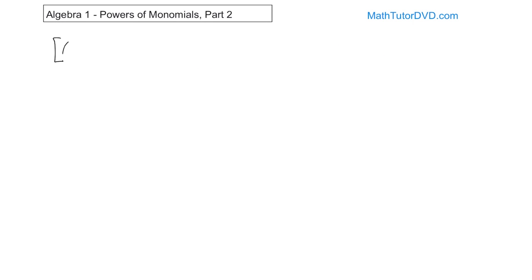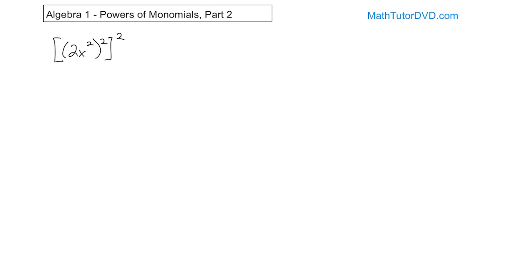What if we have a bracket (2x squared) to the power of 2, and then the whole bracket is also raised to the power of 2? Now make sure you absorb what's happening here. You have this monomial here, and you're raising it to a power, and then you're taking the whole quantity that you get as an answer and you're raising it to another power. That's exactly what that is.